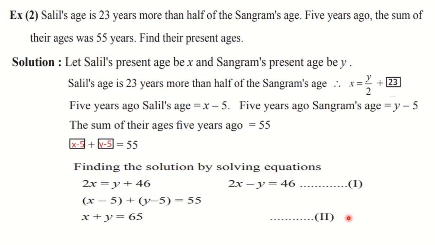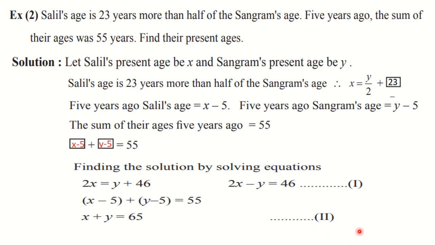Now the next step is to solve these equations. So for that purpose, what you have to do is observe the coefficients. See, the coefficient of x is not the same, but the coefficient of y is the same, 1 in both places. Also what we can observe is that the signs are opposite. This is minus here and this is plus here. So if we add these two equations, y will be eliminated and we will get the value of variable x.